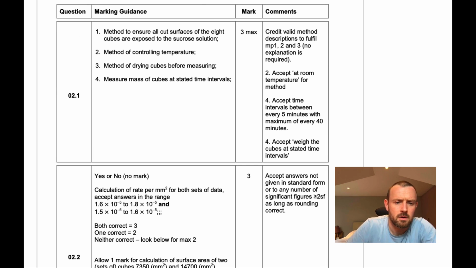Is it a one? Measure mass of stated cubes at intervals. Fine, yep. Method of drying cubes for measuring, blotting, yep. Okay, I didn't give a method of controlling temperature. You have to have a method.